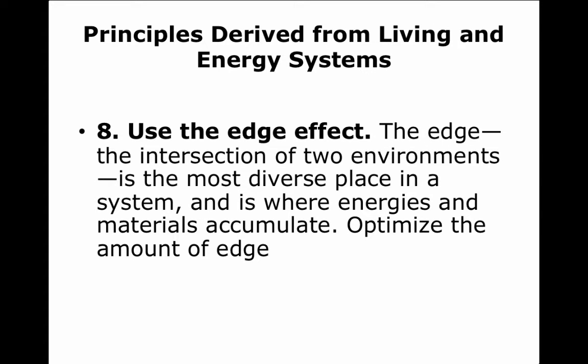Now we're going to turn to principles derived from living and energy systems. The next principle is use the edge effect. The edge is the intersection of two environments. So this could be the intersection between land and water. It could be the intersection between a forest and a meadow. It could be the intersection between a city and a countryside. So the edge, the intersection of two environments, is the most diverse place in a system. It is where energies and materials accumulate. So you want to optimize the amount of edge.